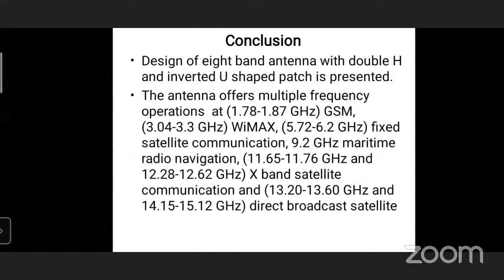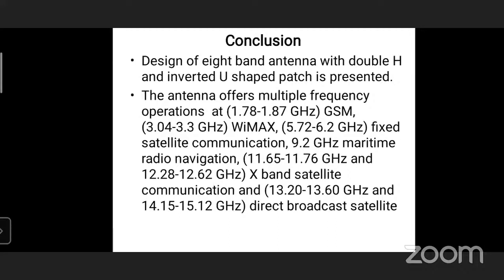I would like to conclude this presentation by saying that this antenna offers multiple frequency bands: 1.8 gigahertz, which can be used for GSM operations; 3 to 3.x gigahertz, which can be used for WiMAX applications; 5.72 to 6.2 gigahertz, which can be used for fixed satellite communications; and 9.2 gigahertz for maritime radio navigation.